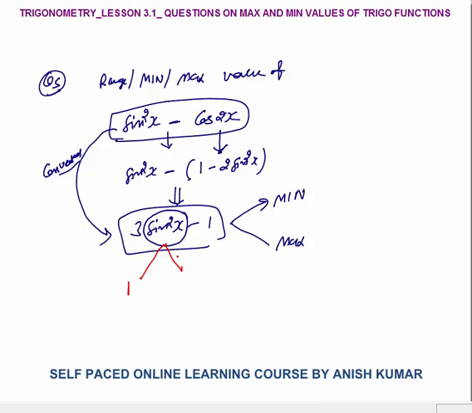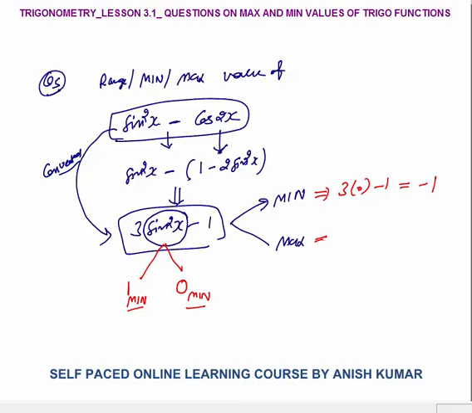Minimum value of sin x is -1, but if we square it, it becomes +1. So a square function can have a minimum value of 0. We can't have less than that, because it is not sin x, it is sin square x. So sin square x can have a minimum value 0. So overall the minimum value would be 3 into 0 minus 1, that would be -1.